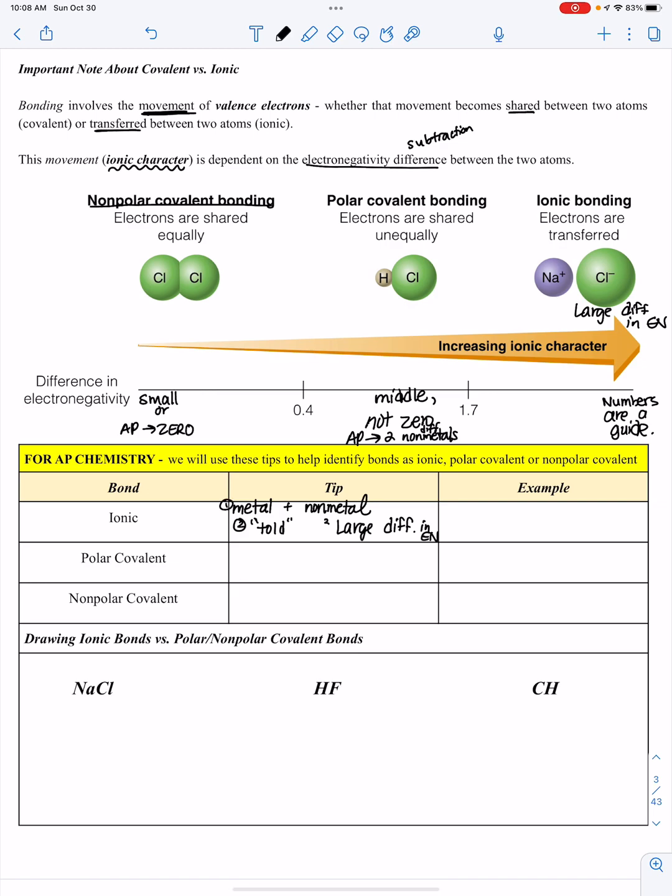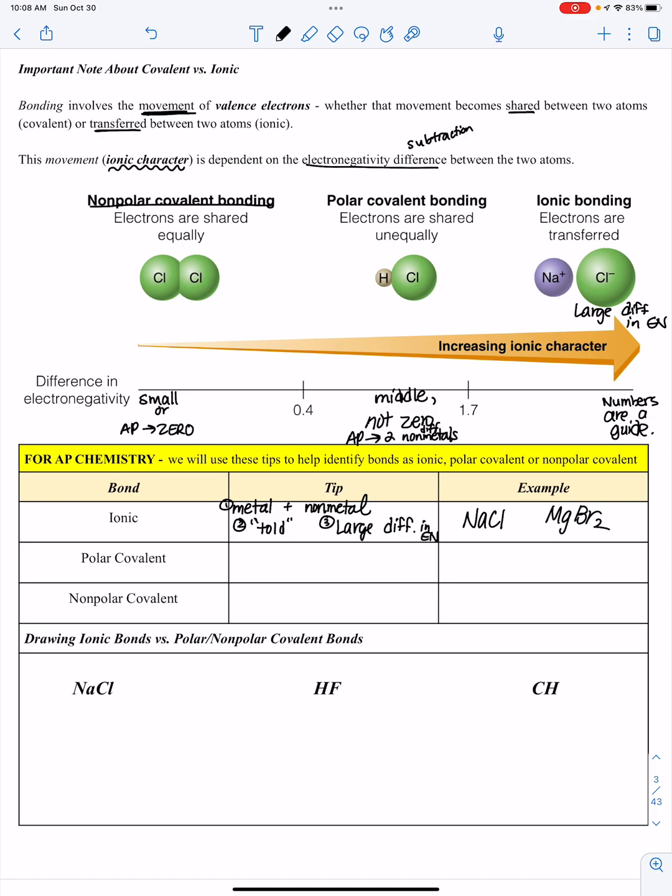Metal and nonmetal, you're told, or a large difference in electronegativity. I'm sorry, that got a little squished up in there. So very simple examples: NaCl, MgBr2. These are going to have ionic bonds. They're going to be ionic in character.